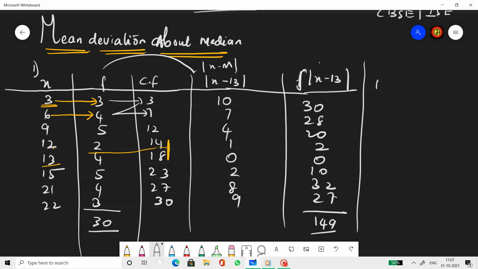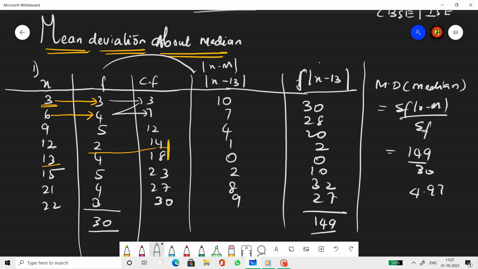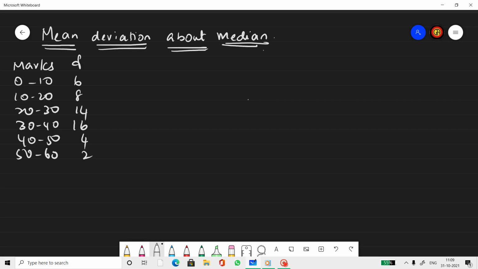Now to find mean deviation about median, the formula is sigma f into modulus of x minus m by sigma f. So that is 149 by 30, which is 4.97 approximately. So next is mean deviation about median for data that is continuous, that is class interval type. So for class interval types, as usual, we need to find the x, which is the mid value. That's a must because you have to find the deviation.